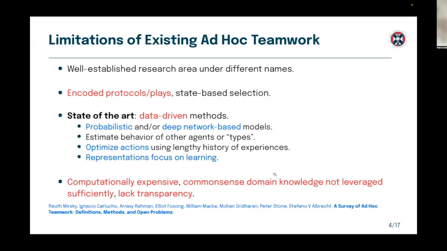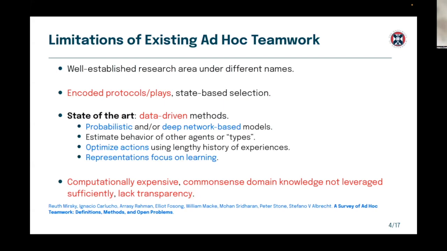Ad hoc teamwork is a well-established research area and has been around for at least 15 years. The earliest approaches used encoded protocols or plays to select the actions of the ad hoc agent based on different states it observes. Then it transitioned to something having two main components. The first component is to estimate the behavior of the other agents in the domain, usually based on probabilistic or deep neural network models. And then it tried to optimize the actions of the ad hoc agent based on a long history of experiences.